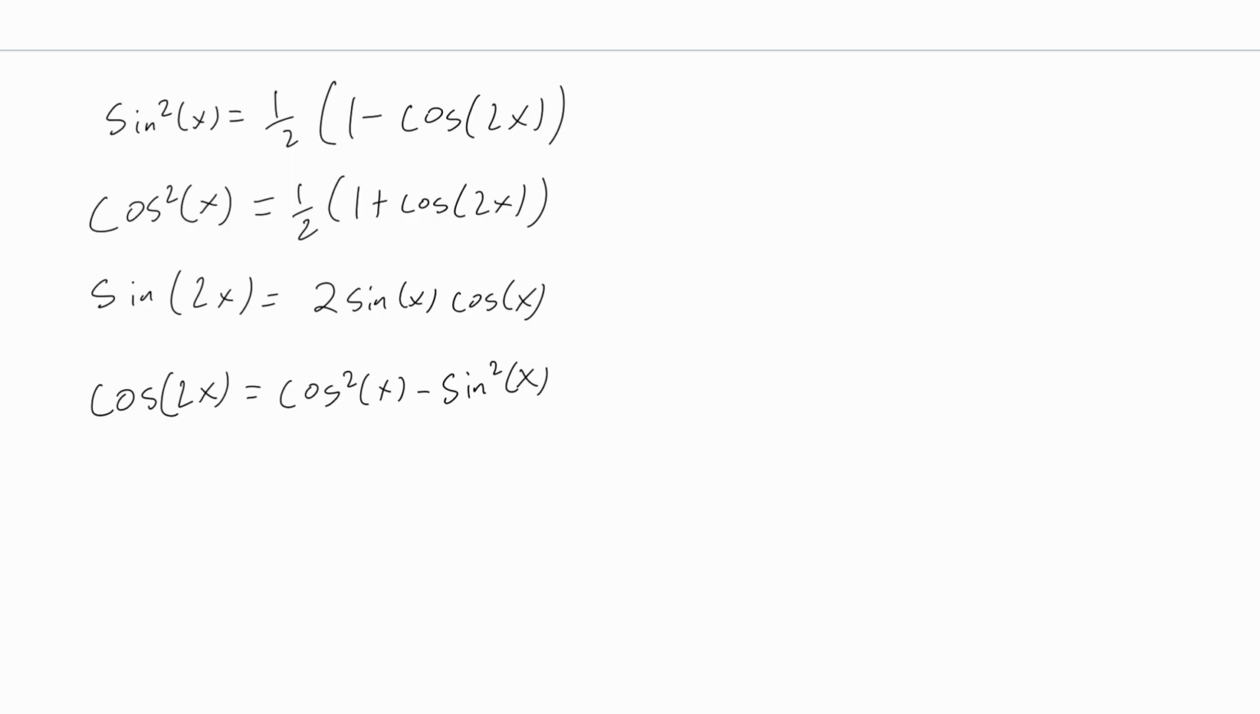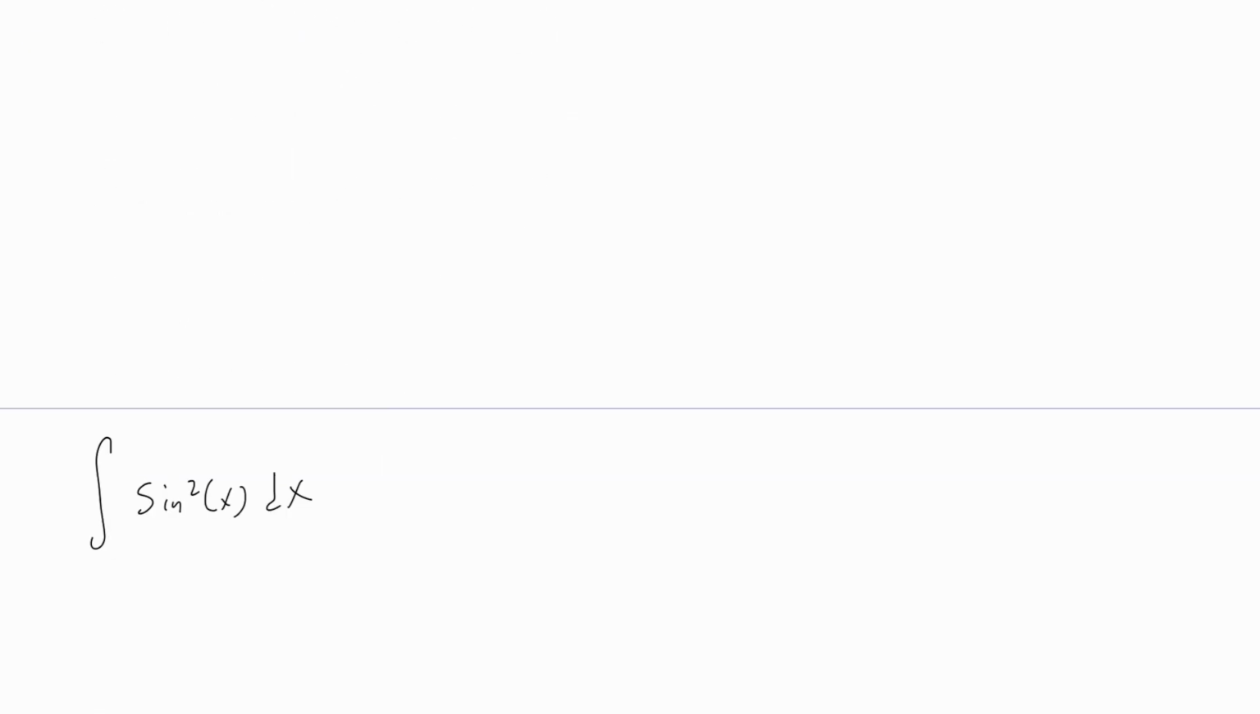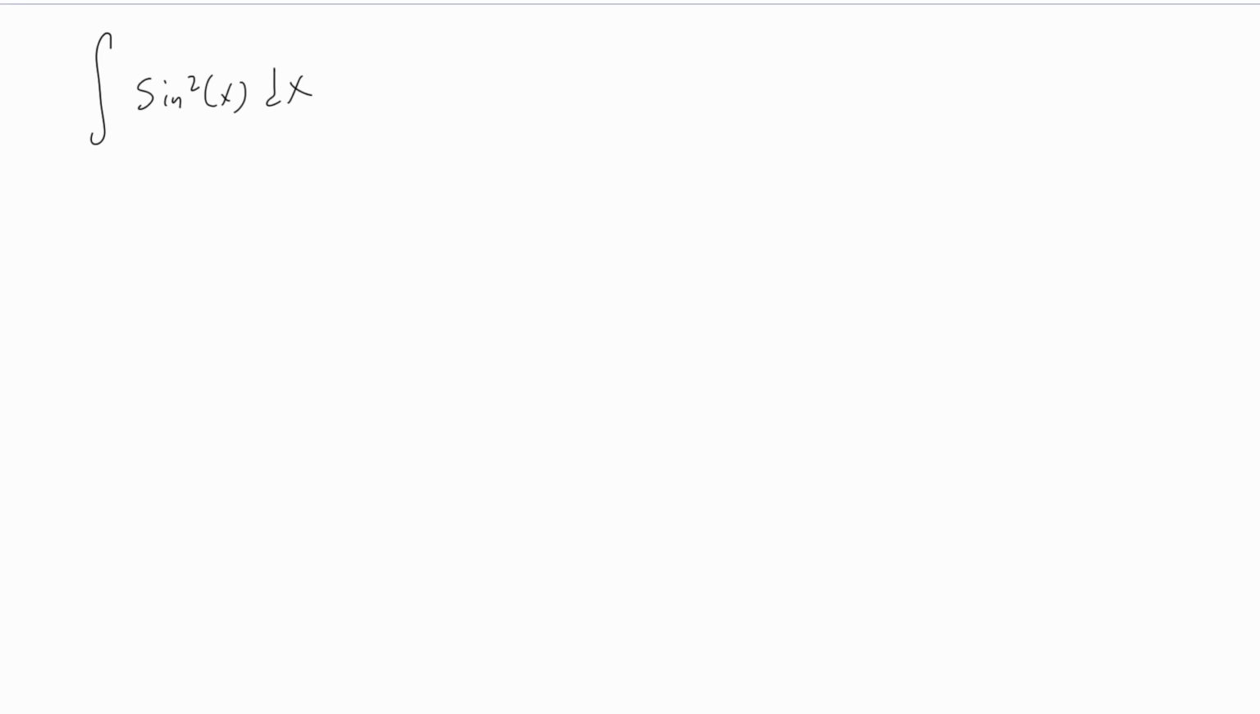Okay, but what would it look like if we were to actually use one of these in practice? Let's take a look at this. Integral of sine squared of x. Well, it's not an odd number. The exponent here is a 2, not a 3, so we can't do the breaking apart thing. But we just learned that this is the same as the integral of 1/2 times 1 minus cosine of 2x.